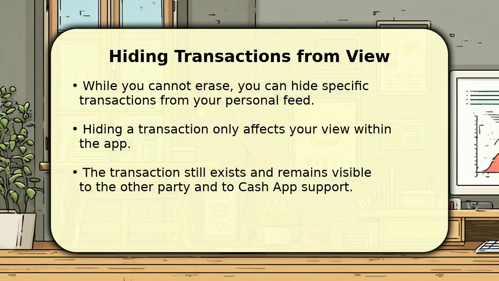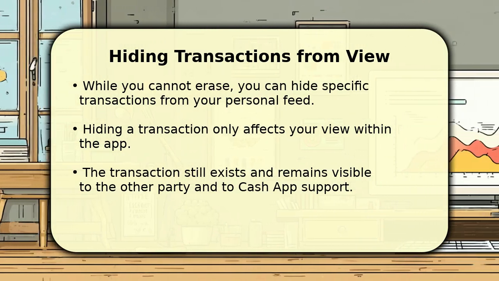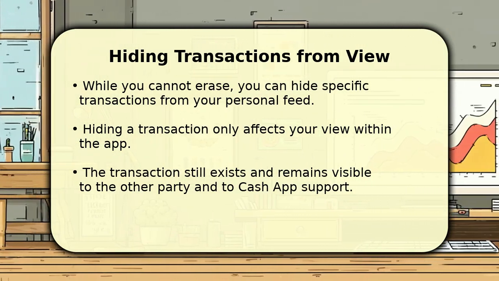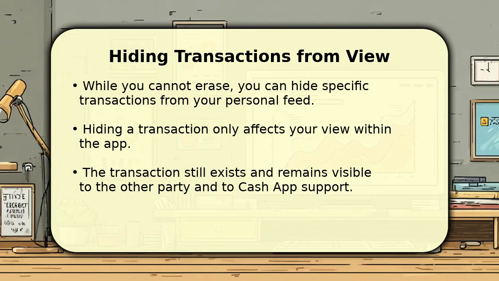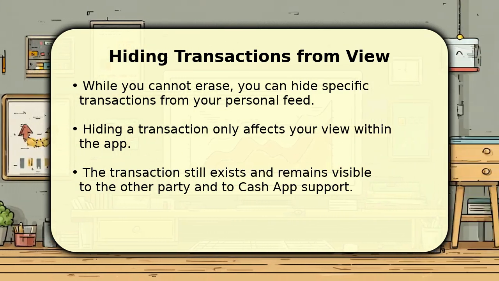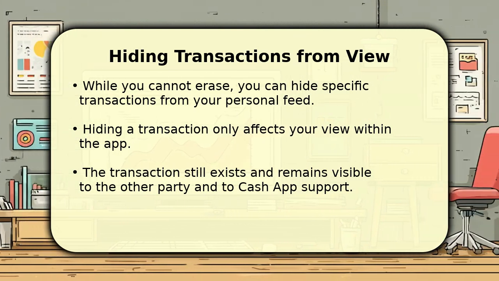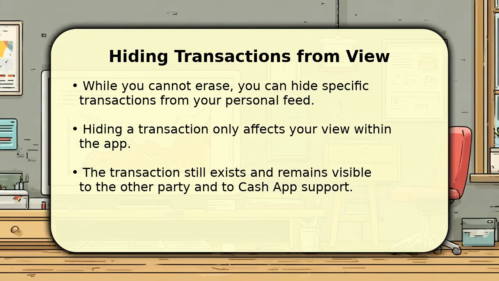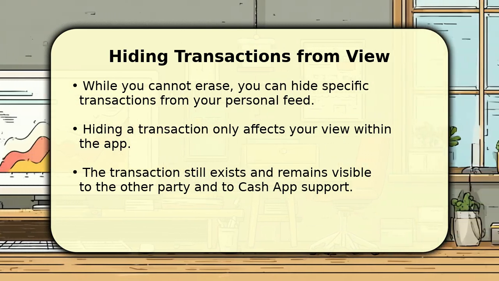While you cannot permanently erase a transaction, you do have the option to hide specific entries from your personal activity feed within the app. To do this, simply open Cash App, navigate to the Activity tab, select the transaction you wish to hide, and then tap the three dots or the option to hide. Remember, hiding only affects your view. The transaction remains fully recorded and visible to Cash App and the other party involved.